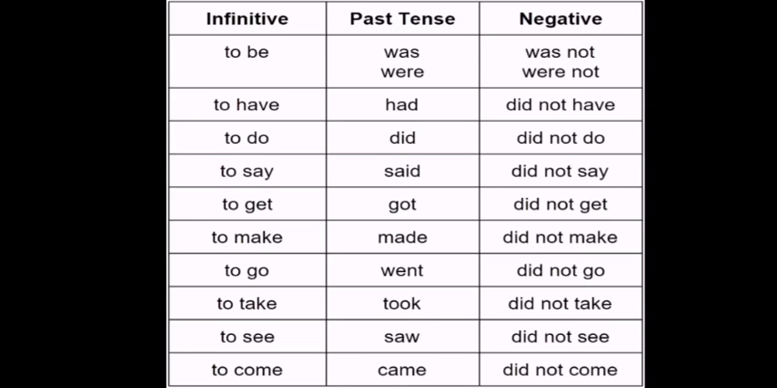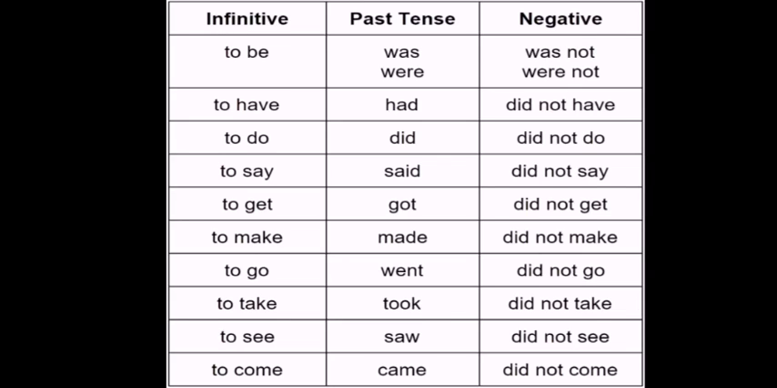For example, I say, yesterday I went to school. In the negative form, the sentence becomes, yesterday I did not go to school. Now, verb to take in the simple past is took, and the negative form is did not take. Verb to see in the simple past is saw, and the negative form is did not see.